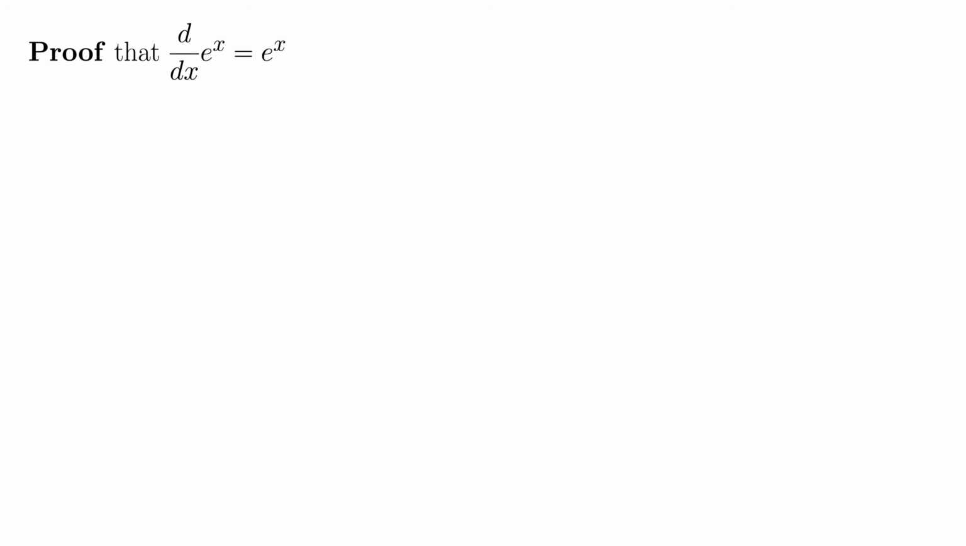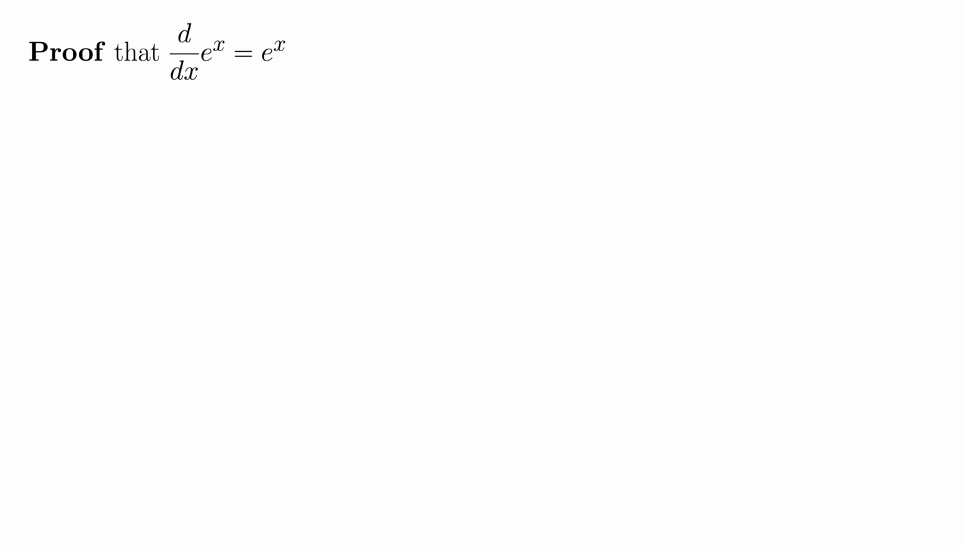Along with natural log, e to the x and natural log of x are kind of the cornerstones or anchors of a lot of calculus. A lot of it can be brought back to what happens with e to the x. So let's prove that the derivative of e to the x is itself e to the x.